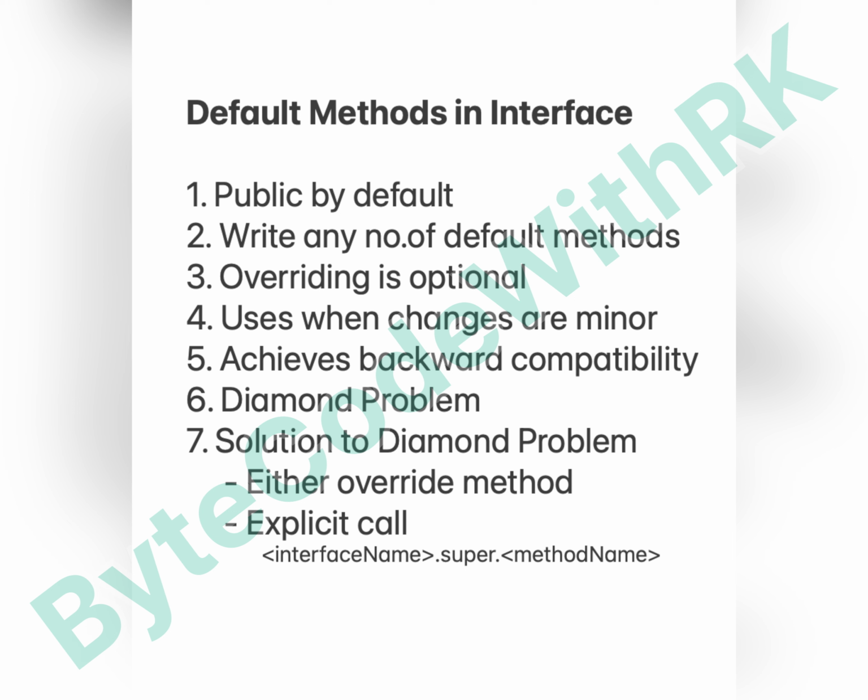Fourth point is use when changes are minor, which means use this when changes are very minor or negligible. Fifth point is achieves backward compatibility, which means assume I have an interface with a couple of methods in it, and this interface is implemented by multiple classes. Suppose in future I want to add a new functionality to this interface, then whatever classes are already using this interface would have to override that new functionality in their classes, which breaks the existing functionality of the classes. So to avoid that, they introduced default methods in interfaces from Java 8 onwards.